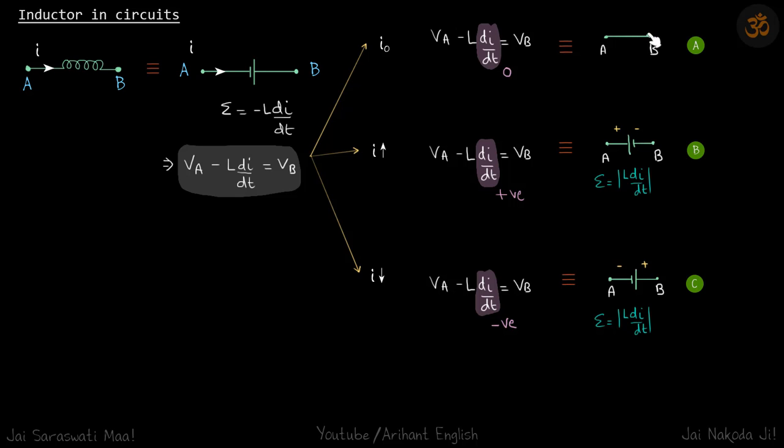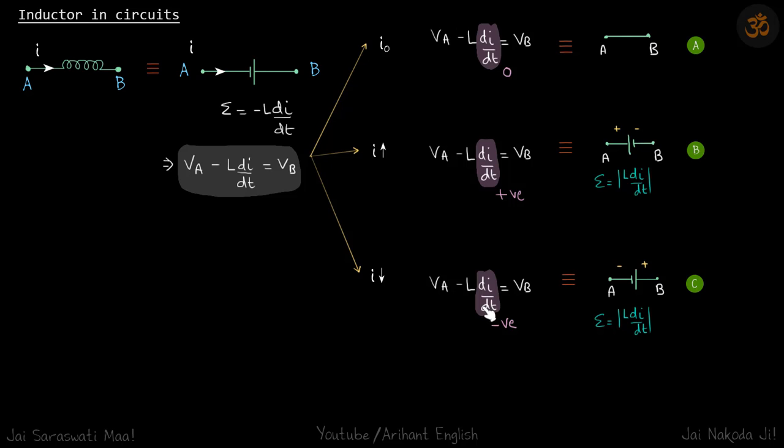or this can be a straight line. It can be shorted. Now when I is increasing, this term di by dt will be positive, which means VA minus of something is equal to VB, which means VA is greater than VB. And what is the difference? L di by dt. So the battery will be aligned like this. So automatically the alignment of the battery comes from this formula.